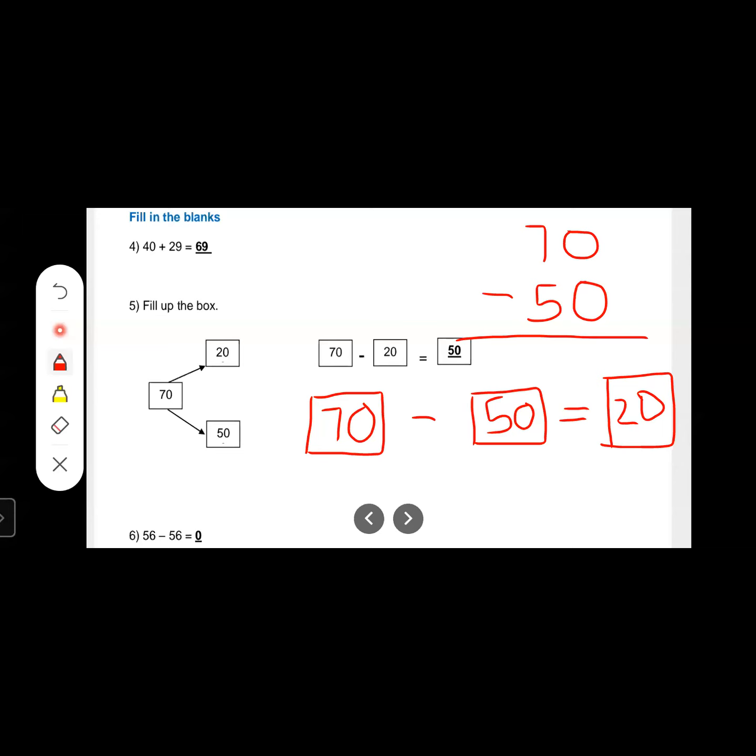Yes, very good. Everyone is giving the right answer. 0 minus 0 is equals to 0. And 7 minus 5 is equals to?